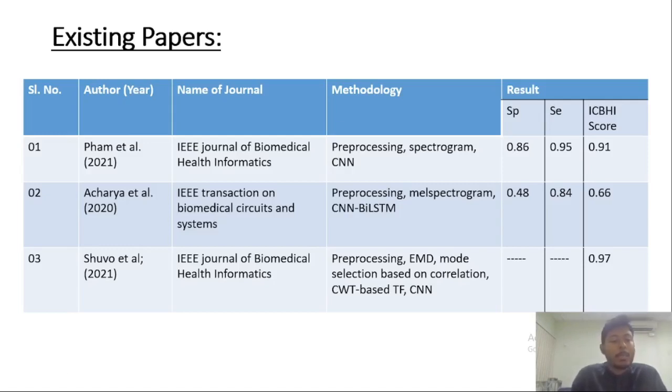The second and third papers proposed a lightweight CNN. Why it is required, we have already seen, as my previous member has already told why lightweight CNN is significant. The third paper got an ICBHI score of 0.97, which is till date the highest ICBHI score on the database.